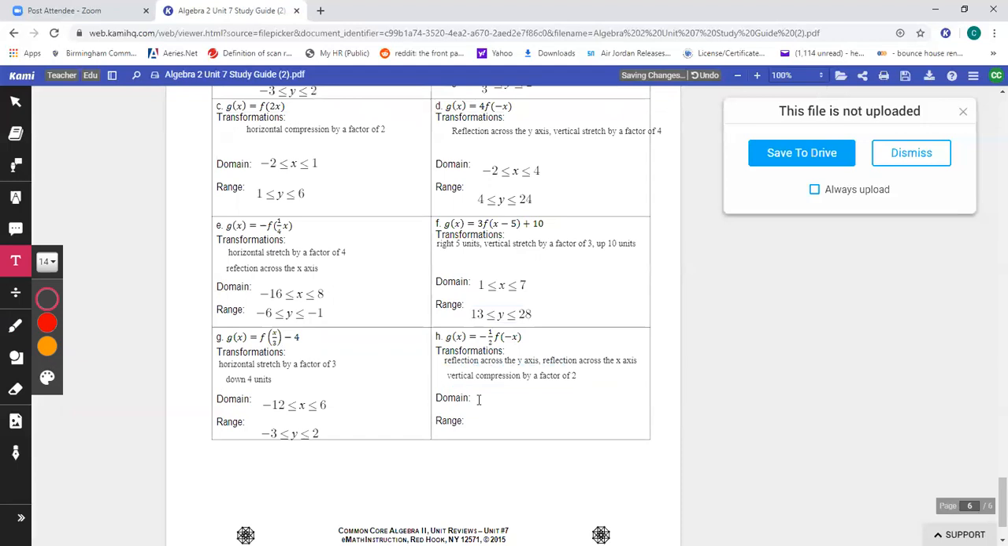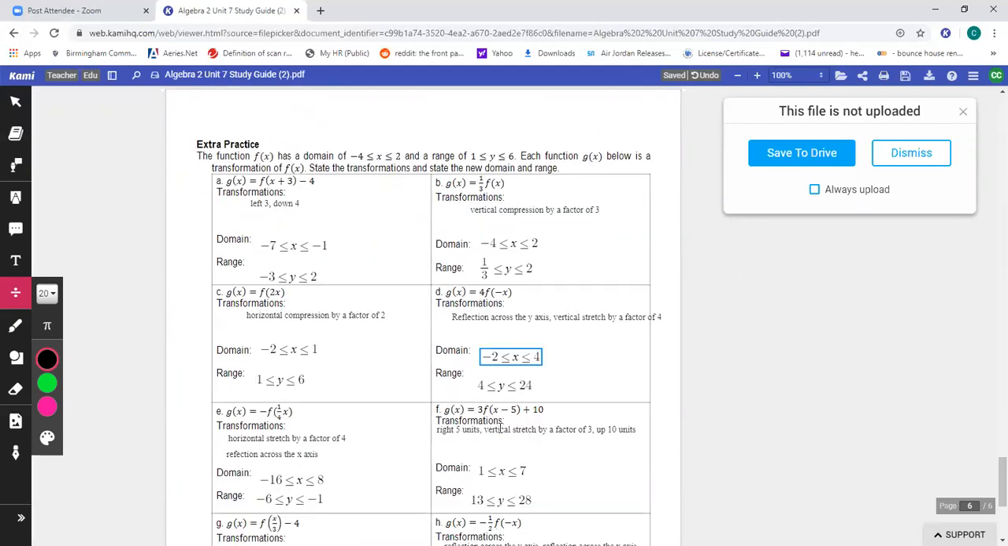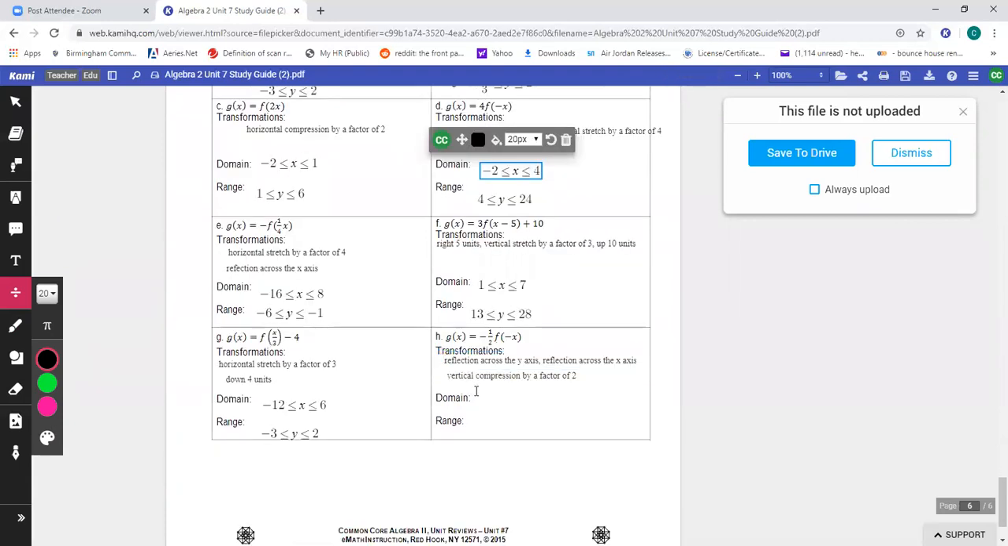Okay, so which one of these affects the domain? Well, reflecting across the y-axis affects the domain. Okay, so then that means we switch the signs of my domain. So the 2 becomes negative, the 4 becomes positive, but then we need to switch because negative 2 is less than 4. So it is going to be negative 2 is less than or equal to x, less than or equal to 4.